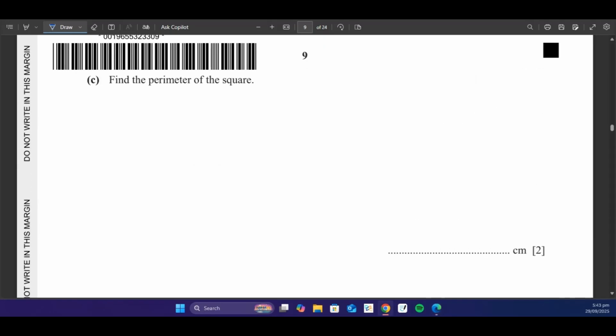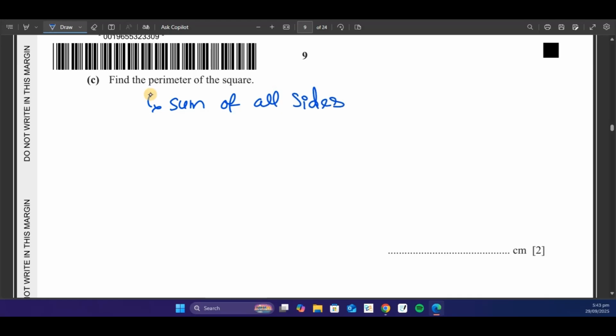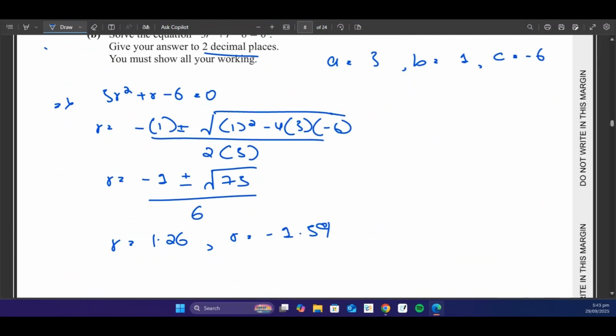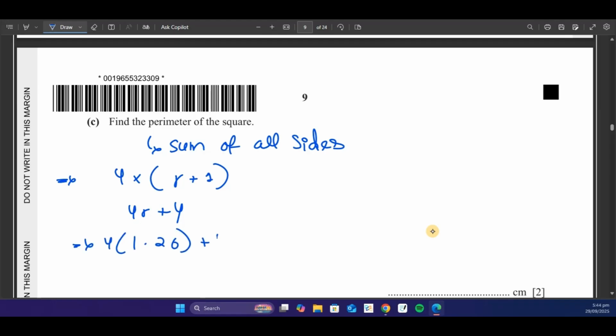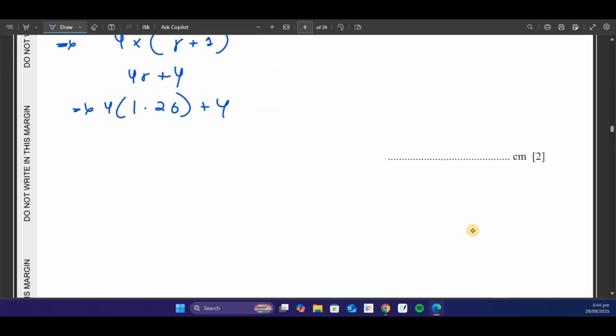Find the perimeter of the square. Okay, so we need to find the perimeter, the sum of all sides. Perimeter is the sum of all sides. Do we have the sides? We sure do, we've just taken them out over here. So that would mean 4 into the side, which is r plus 1, so 4 into r plus 1. That should give us 4r plus 4, and we know the value of r is 1.26, and that should give us 9.04. That is our final answer.